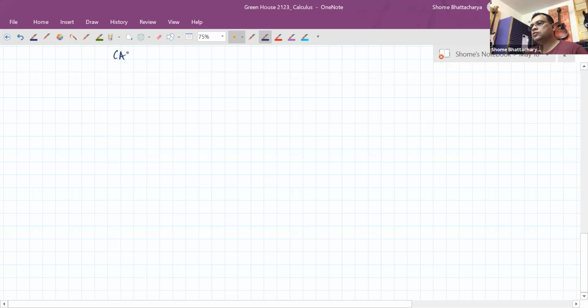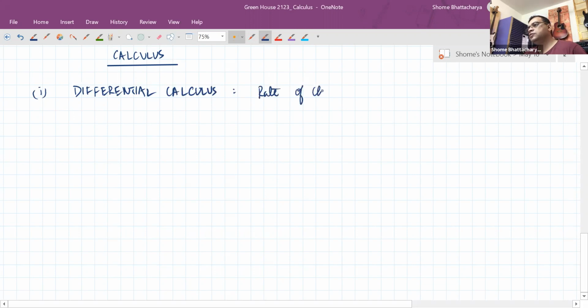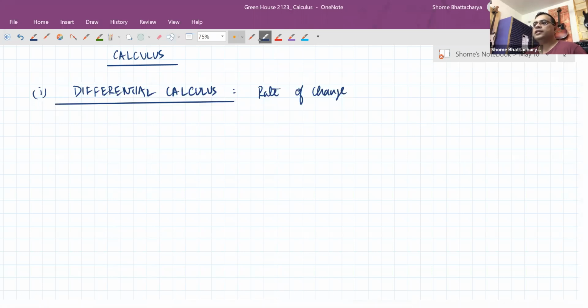Calculus is a branch of maths. One of the things that calculus deals with is rate of change. So the first part of calculus is something called differential calculus, and differential calculus is all about rate of change. The second part of calculus is called integral calculus. We will come to that later. Before we get into differential calculus, we need to understand what calculus deals with.